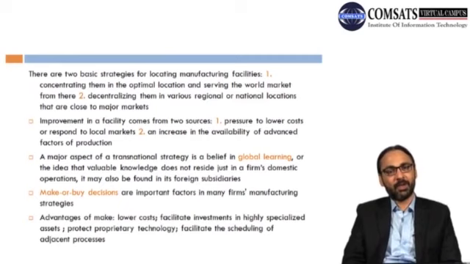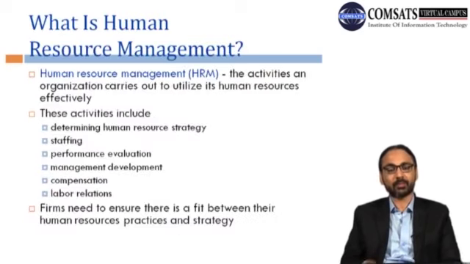Another decision that a firm has to make in the foreign market when doing global production is make or buy. Firms have the choice: either they can make the product by themselves, or they can outsource and buy the product from other entities. What are the advantages of making? Advantages of making include lower cost, facilitating investments in highly specialized assets, protecting proprietary technology, and facilitating the scheduling of adjacent processes.